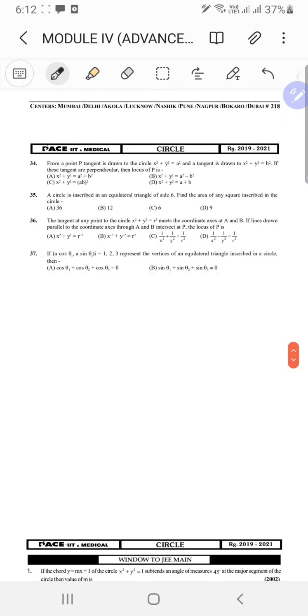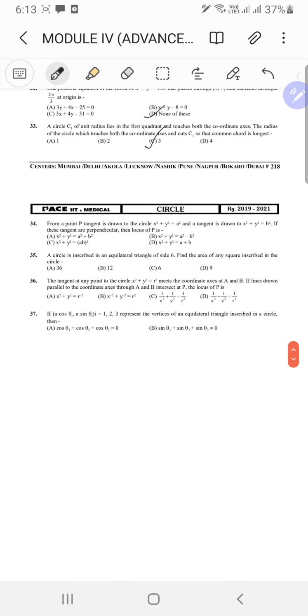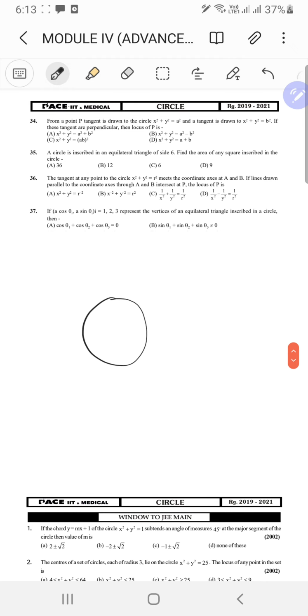Right, so here are the remaining questions. From a point P, tangents are drawn to two circles. If these tangents are perpendicular, then the locus of P is. Alright, so these are perpendicular. Fine. Just draw this out.